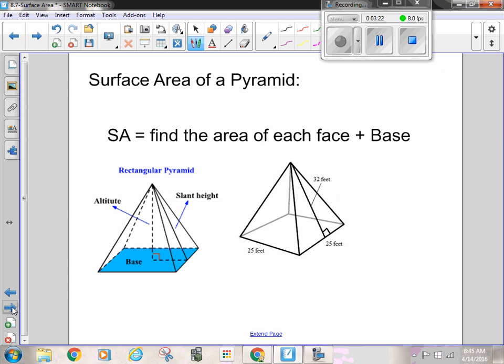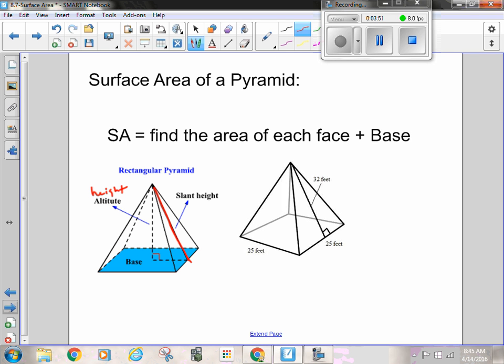Okay, surface area of a pyramid. Easiest way with a pyramid is find the surface area of each face, because in a pyramid the faces are triangles, and then add the base area. The thing you need to know about pyramids is that when you are finding the area of each face, you need to use the slant height. The slant height is here versus the altitude or the height. So you want to use the slant height.